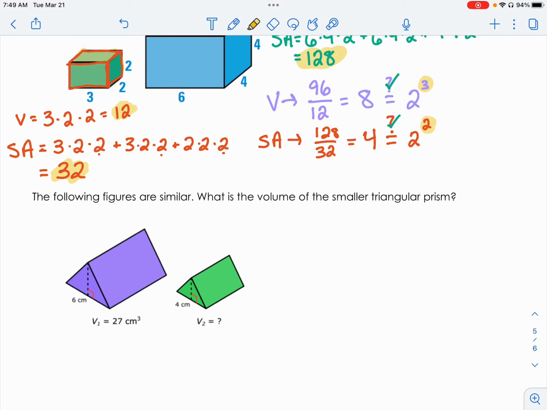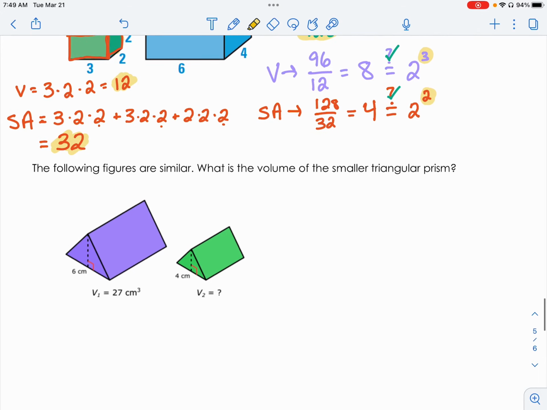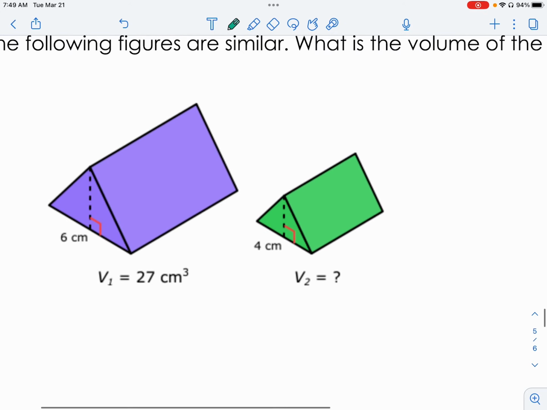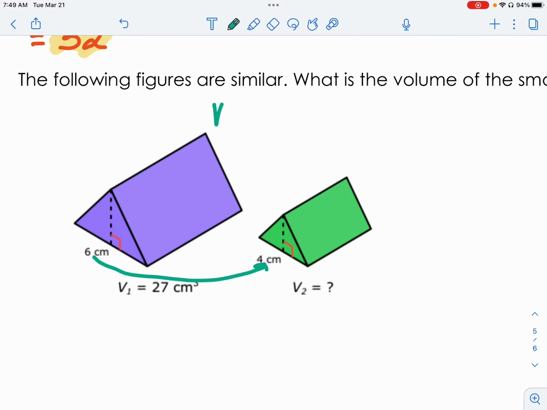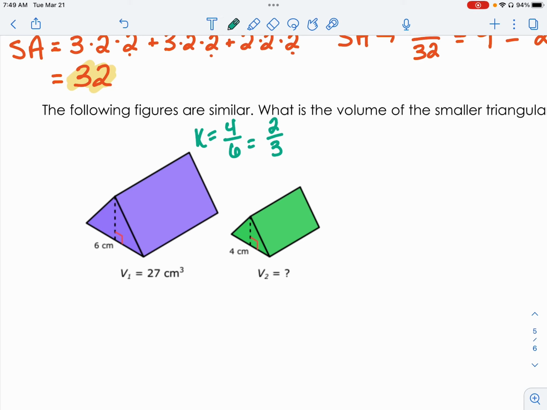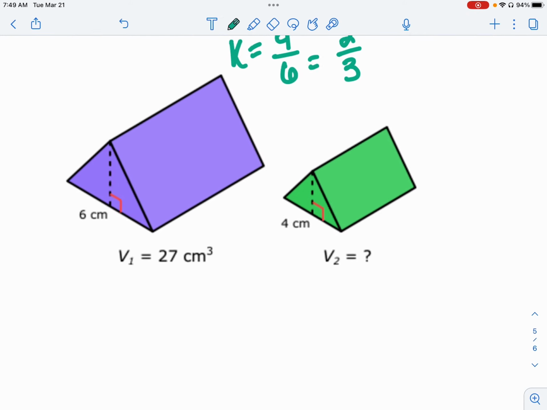Final problem, same setup. Instead, we're just given triangular prisms, and we're told that these are in fact similar. So to go from 6 to 4, we're actually getting smaller here. So our K value, 4 divided by 6, which simplifies to 2/3. So our K value is 2/3. And we are just asked to find the volume.